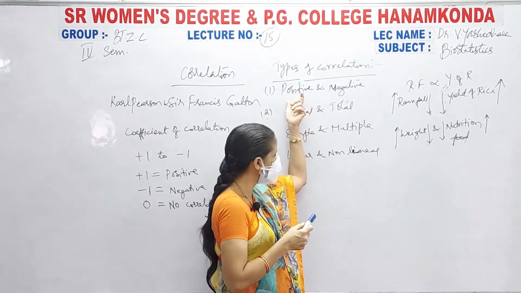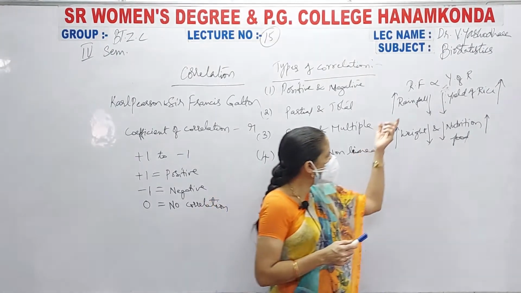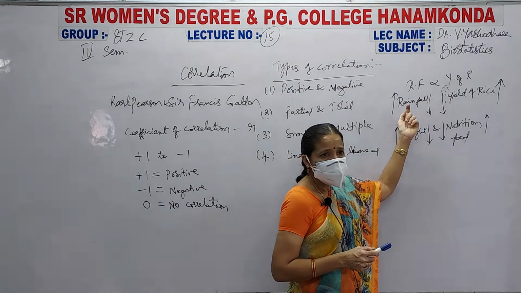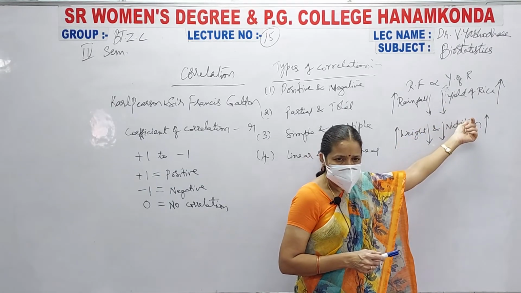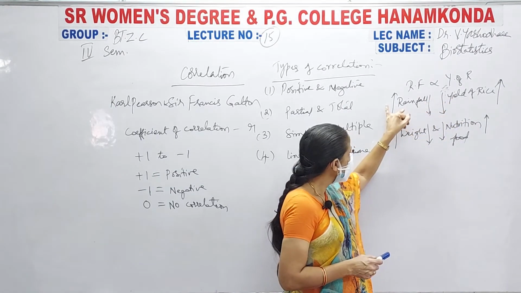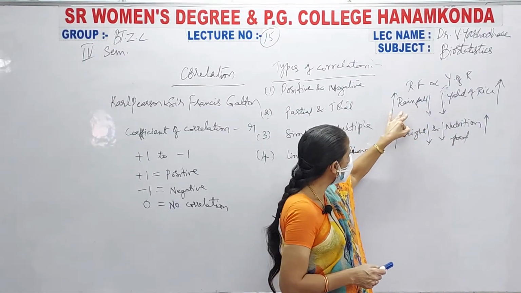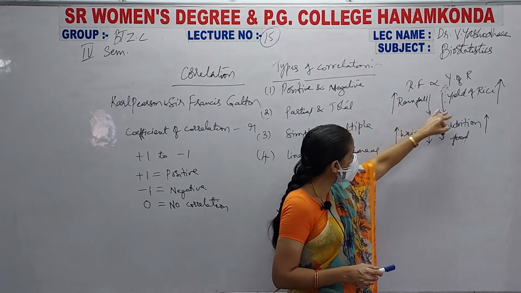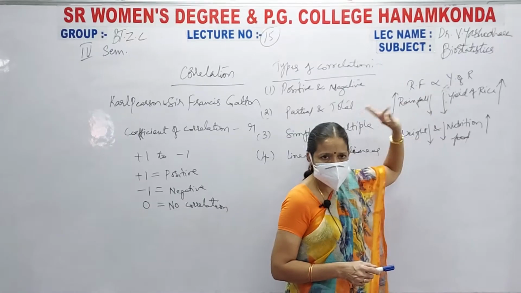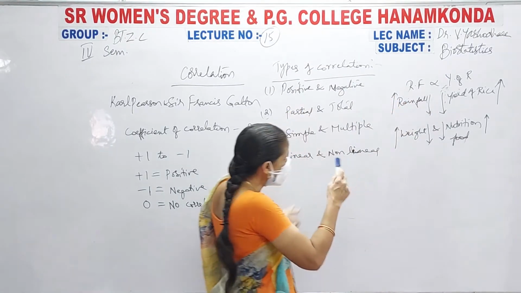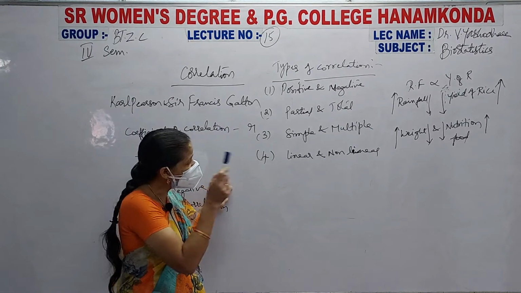Now let us see what is positive. Positive correlation is a type of correlation. In this, the correlation is taking place between the two variables. When one variable increases, the other variable also increases. First point. Second one, if one variable decreases, the other variable also decreases. Second point. Third point, the variables are directly proportional to each other. Third point. Fourth one, the variables are closely related to each other. This is known as a positive correlation.